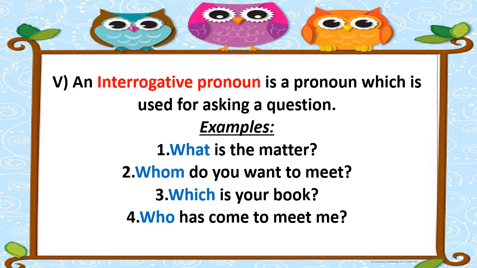Interrogative pronouns. An interrogative pronoun is a pronoun which is used for asking a question. Examples: What is the matter? Whom do you want to meet? Which is your book? Who has come to meet me? In these sentences, the words what, whom, which and who are pronouns. They are used for asking questions and are known as interrogative pronouns.